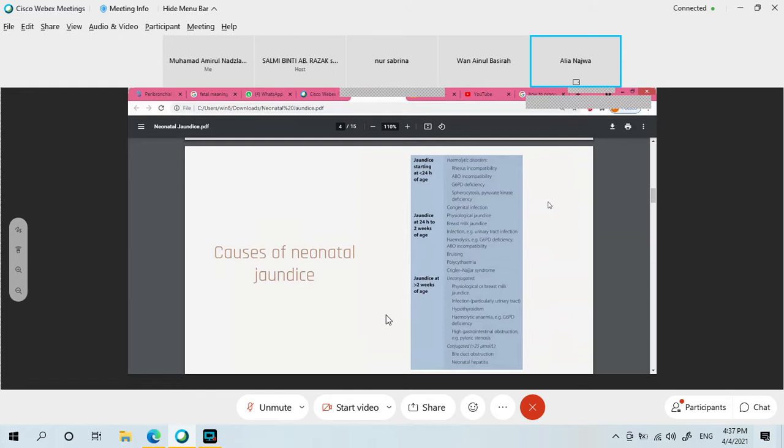If the jaundice is between the first day of life to 2 weeks of age, then the most common cause is physiological jaundice. And then we have breast milk jaundice, infection, most probably due to urinary tract infection, and also hemolysis, bruising, polycythemia. And if the onset is more than 2 weeks of age, then you have to check whether it is conjugated or unconjugated. If unconjugated, then these are the causes: physiological or breast milk jaundice, infection, hypothyroidism. And if it is conjugated, most likely it will be bile duct obstruction or neonatal hepatitis. Okay, next.